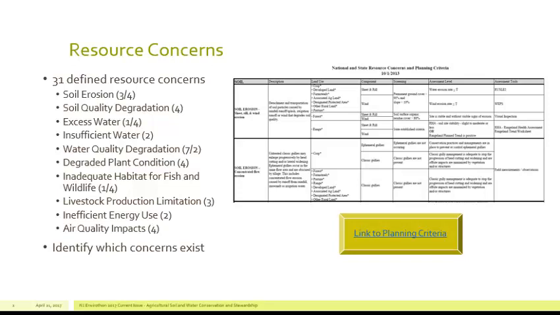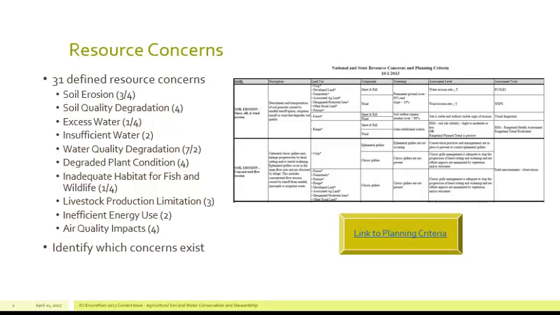Soil quality degradation has four resource concerns associated with it, and excess water only has one, but under excess water we have ponding and flooding, we have high water table, seeps, or drifted snow. Those are all subcategories of excess water that need to be looked at every single site. So we really have more than 31 different evaluations at every site, but we have 31 main categories that we look at.